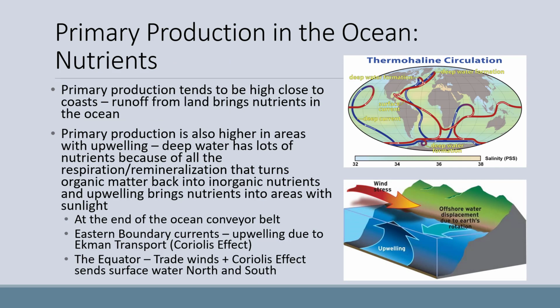There are some other areas of the ocean that tend to have higher rates of photosynthesis. Primary production tends to be high close to coasts. This is because runoff from the land brings nutrients to the ocean.